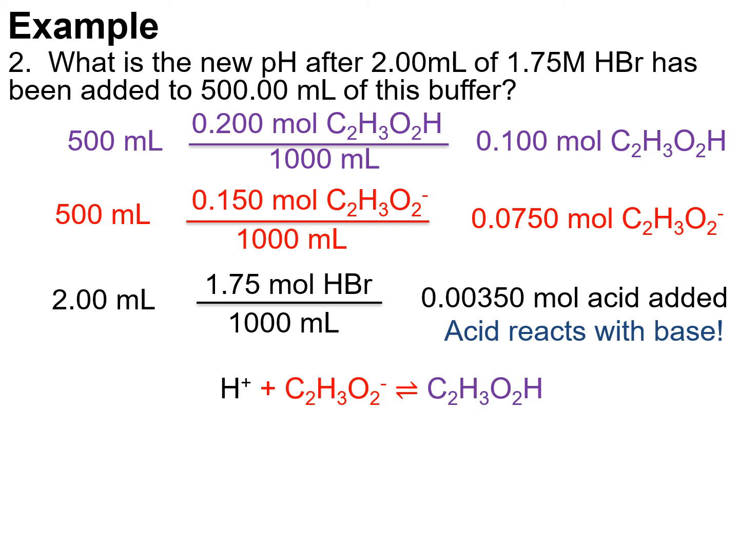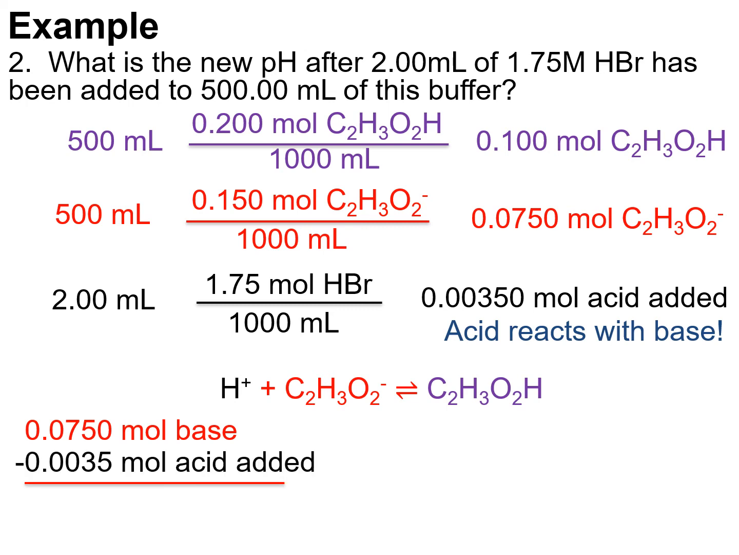So if I think about my reaction here, I'm going to have my acid, which I've written in black, and my conjugate base, which I've written in red. When those two react, I'm going to turn it into additional acid. So let's do this mathematically. I know how many moles of my conjugate base I have present. I know how many moles of acid I've added, which are going to react. That's going to decrease the amount of base that I have present in the buffer. At the same time, this is going to make more of my acid in purple.